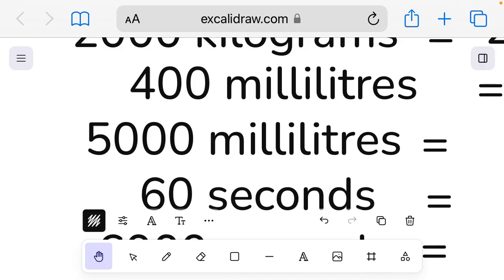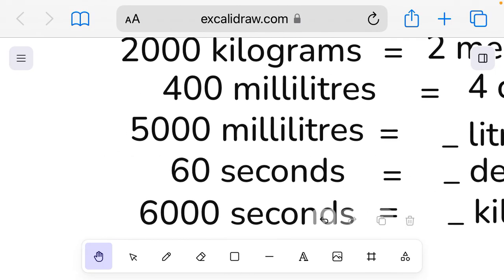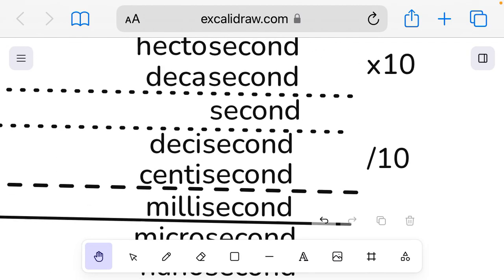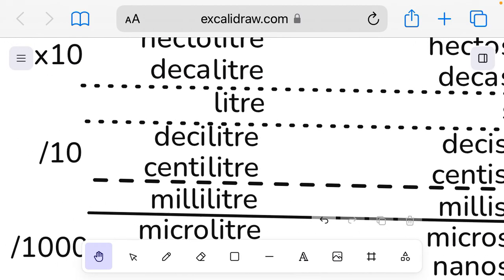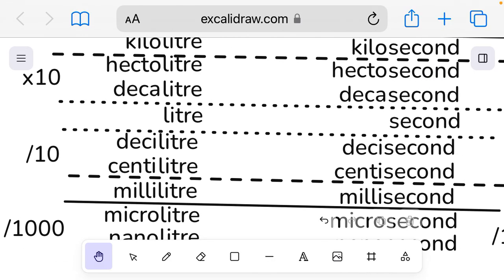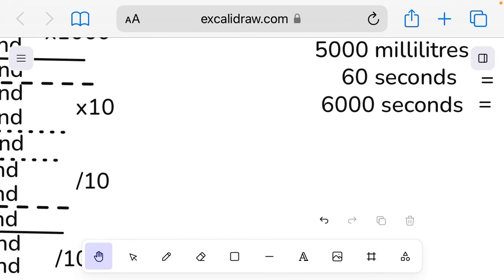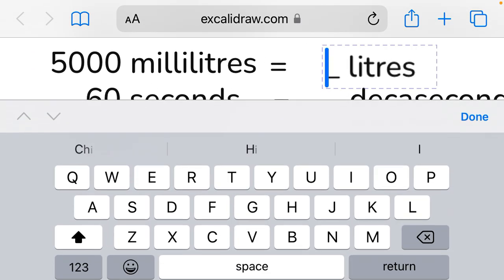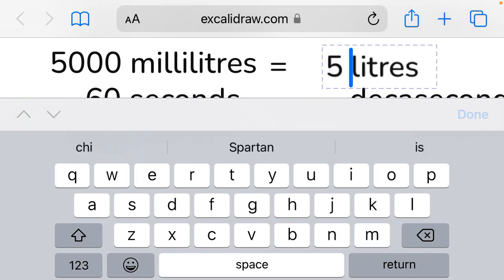Now let's move on to this. We have 5,000 milliliters. Milli is thrice below liter, and you see that 1 liter equals 1,000 milliliters. So that means 5,000 milliliters equals 5 liters.